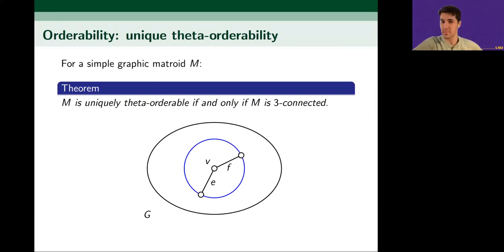So long as you're 3 connected and you have a consistent theta ordering, the adjacency given in the graph is the adjacency that you'll have in your ordering, and that's how you get that part.